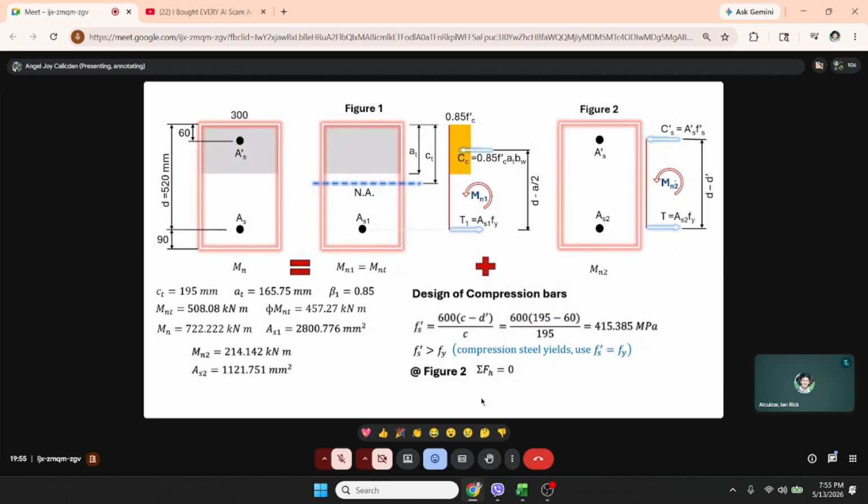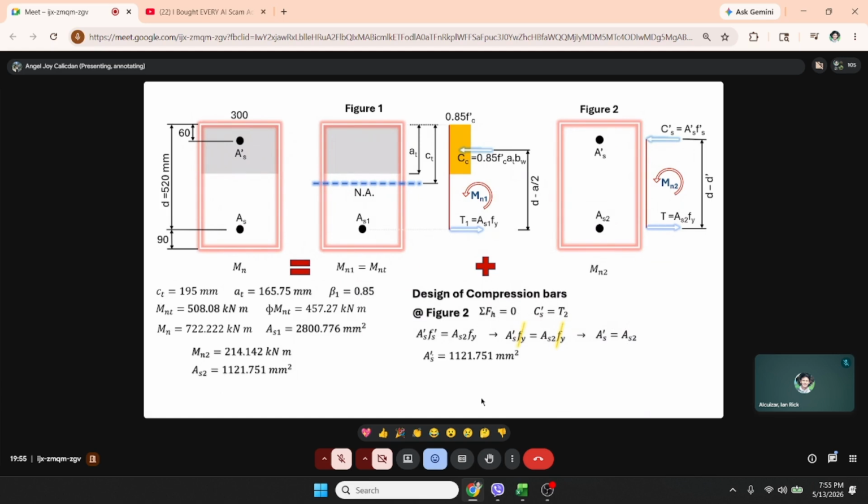And here's a figure 2, summation of force horizontal para makuha na nato ang AS prime. So Cs prime equals T2. So since nag-yield siya atong Fs prime kay Fy, since same sila na Fy both sides, i-cancel lang nato. So AS prime is just AS2. And AS2 is 1,121 divided by the area of bar to get the number of bars. And let's say 4 bars. Ang compression bars na to.